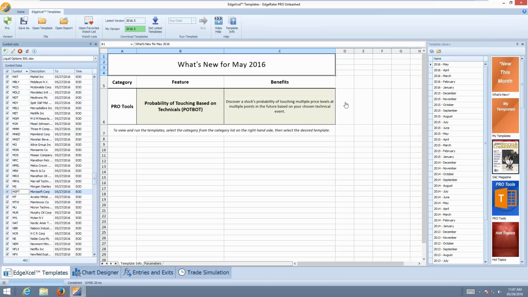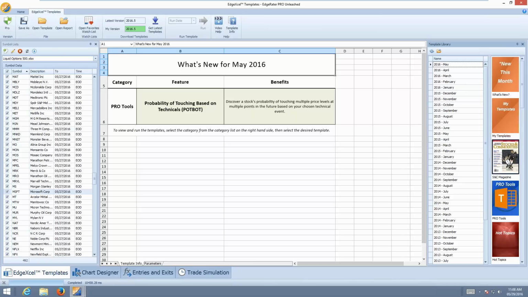And when you download that and you click on the New This Month category, you'll find that you have a template for May, or at least an update for May, and it should say that in the Pro Tools category there's now a new template, probability of touching based on technicals, which the acronym is nicely POTBOT. But if you search for POTBOT on the internet, you'll find things that are actually related to marijuana, so it's a slightly different thing. But yeah, this will be the EdgeRater POTBOT.